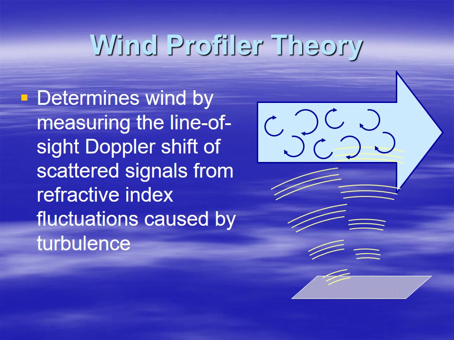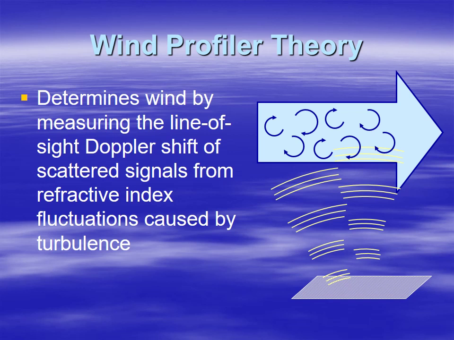In other words, the Doppler shift, if you remember your radar theory, is when a signal goes out at a particular frequency and it comes back at a different frequency. And that change in frequency is a result of the motion of the object either towards or away from the radar. So Doppler radars measure radial velocities, either towards or away from the radar.